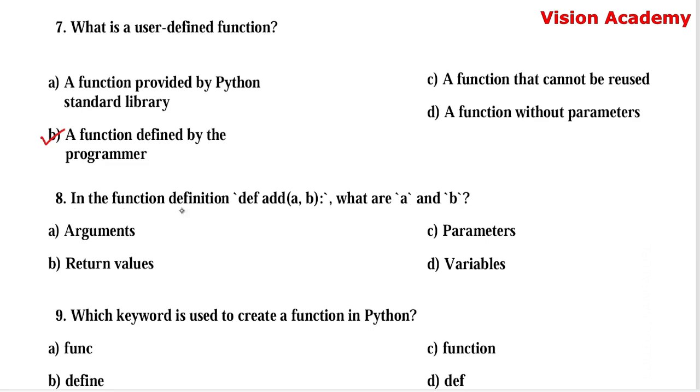Question number 8. In the function definition, def add(a, b): what are a and b? Option A, arguments. B, return values. C, parameters. D, variables. Whenever you define any variable in a function definition, they are called parameters. Hence, option C, parameters is the right answer.